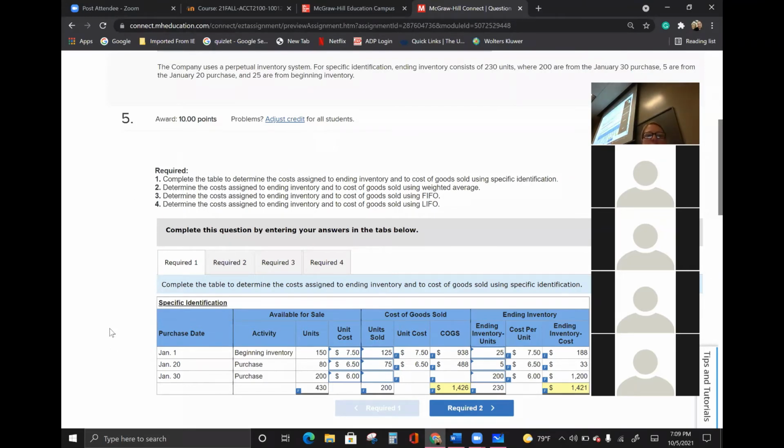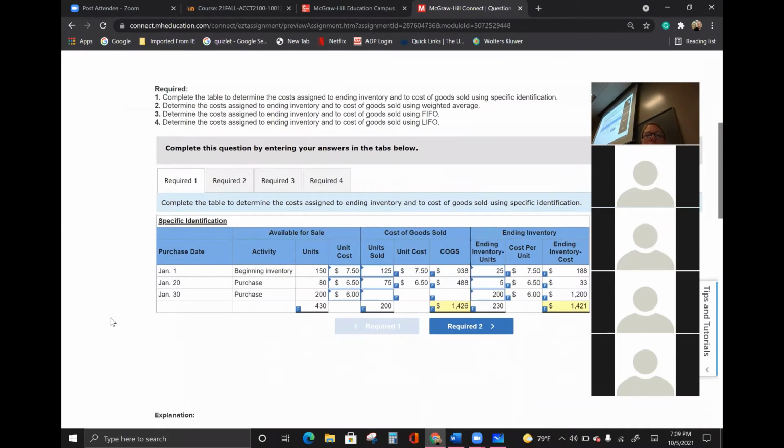All right, so let's look at specific. Now remember, specific should be the same no matter what method you use, right? Because they're telling you what's left. It's going to be the same. Do we need to walk through specific again? No? Do y'all understand specific? Y'all want to do it? Let's do it. Okay. All right.